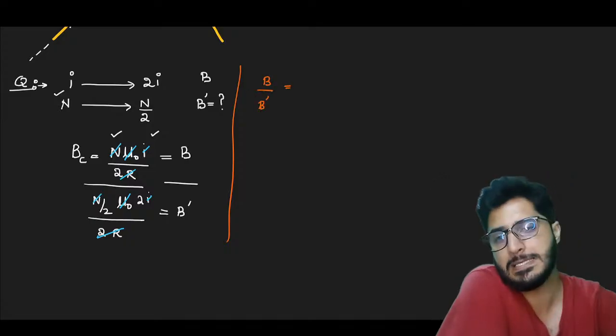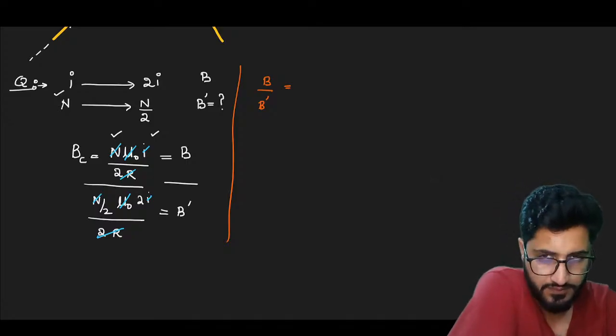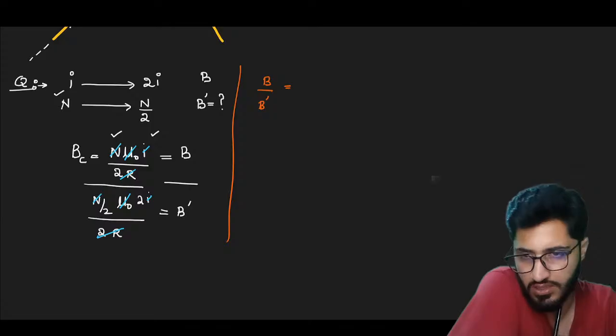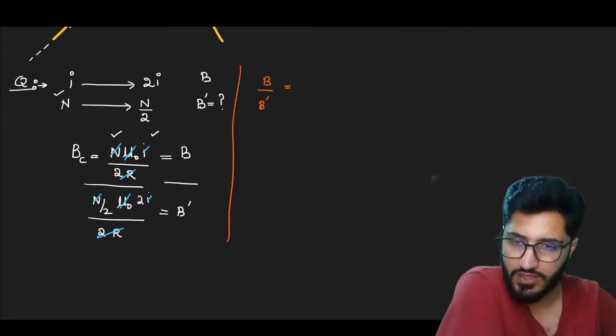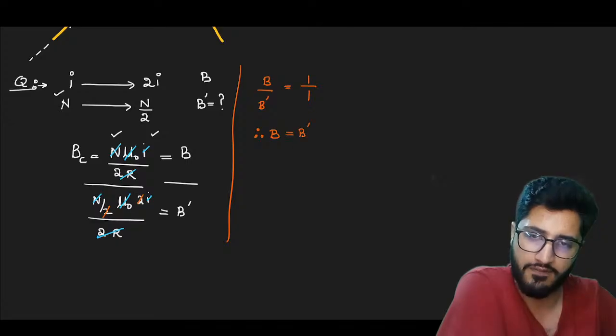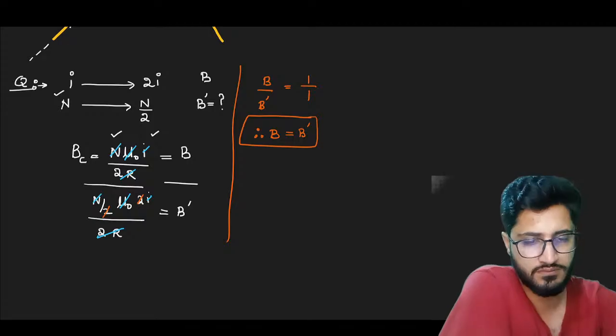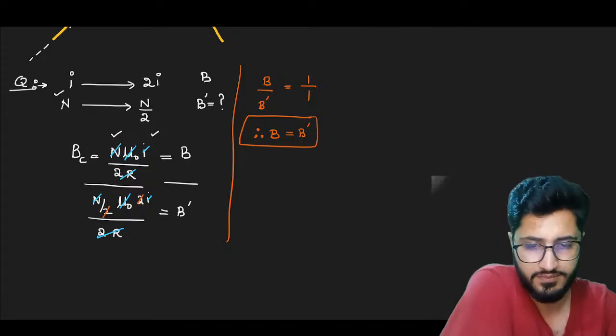It came out to be 2 by 4. Clear? The 2 cancels out, it is 1 by 2 then, and this cancels out too. So you can see these two cancel out, and it is 1 by 1. Therefore, my initial magnetic field is equal to my final magnetic field. This is my answer. Done? Clear?